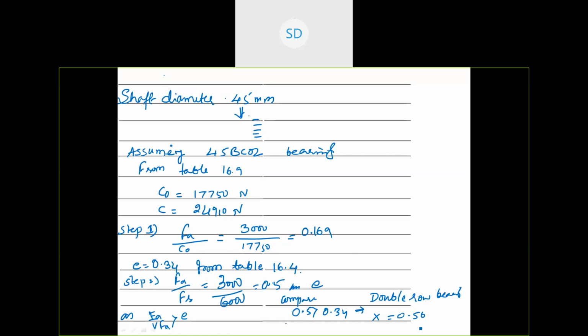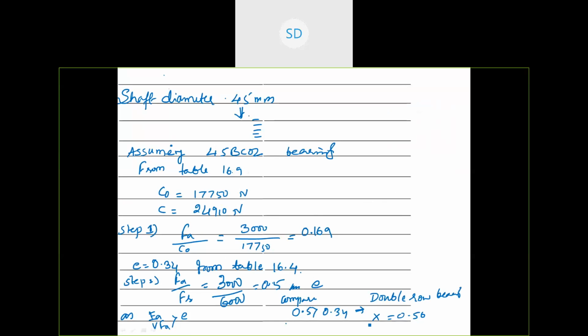Now correspondingly, you note down value of Y. Now 0.34 is there. What type of bearing you have selected? You have selected double bearing here. Then the value of Y is how much? 1.31. So I'll discuss queries after noting all these data. You just wait.